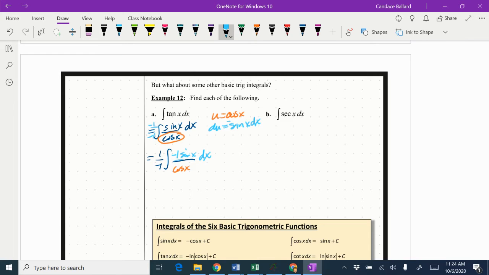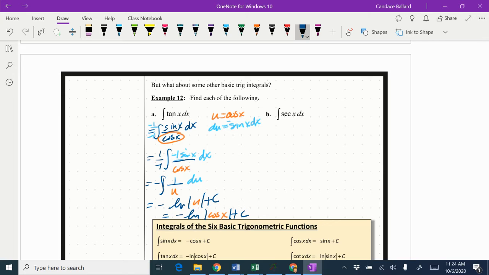So I have all the parts I need to now do my substitution. I'm just going to make this a negative in front. So the integral of 1 over u du. And we know when we integrate 1 over u, we end up with negative natural log absolute value of u plus c. And then I'm going to substitute in, so we get negative natural log absolute value. My u is the cosine x, and then plus c. So the integral of tangent is negative natural log absolute value of cosine x plus c.